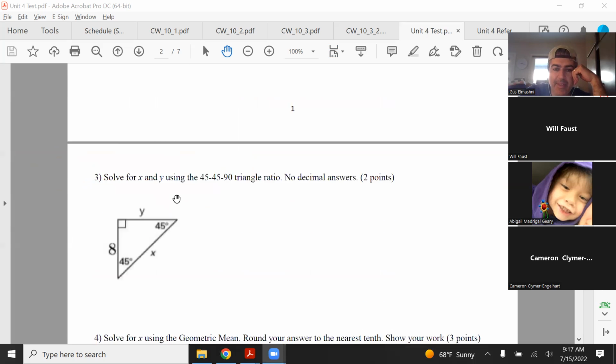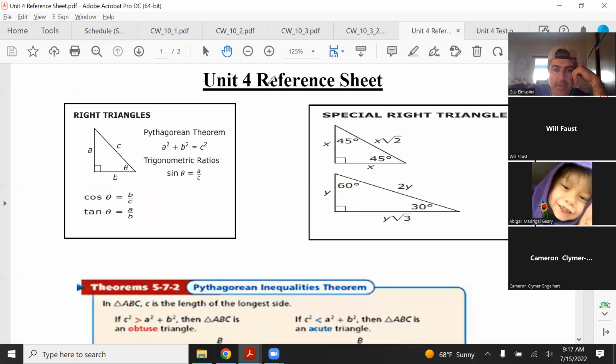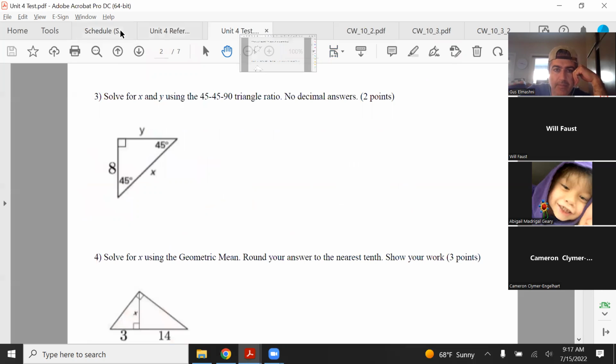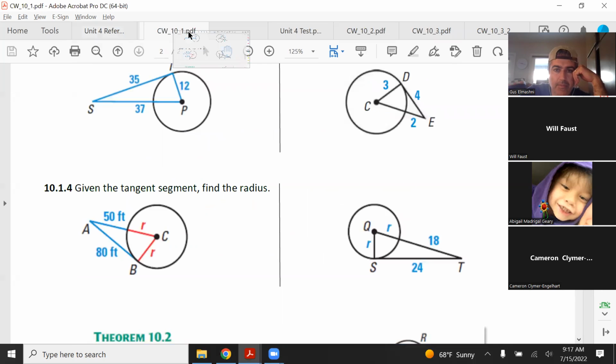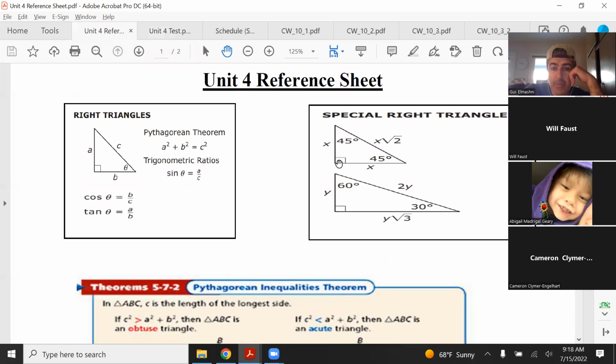We'll keep moving. Same thing here, 45-45-90. It's in the reference sheet. It's right here. Just look at the reference sheet. The two legs are both x and x, which they should be because they're opposite congruent angles. 45, 45 are opposite of them. The hypotenuse is x root 2. It makes sense when you do the Pythagorean Theorem that if you just square this and square this and square this, x squared plus x squared will equal 2x squared, right?